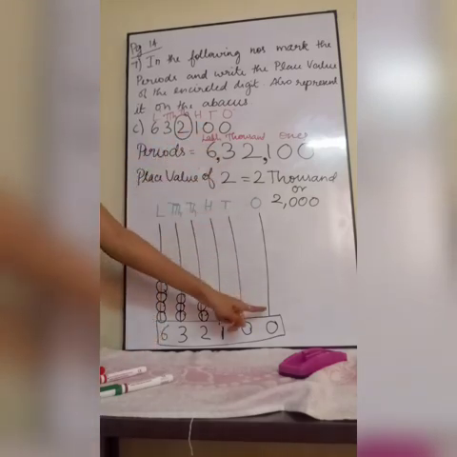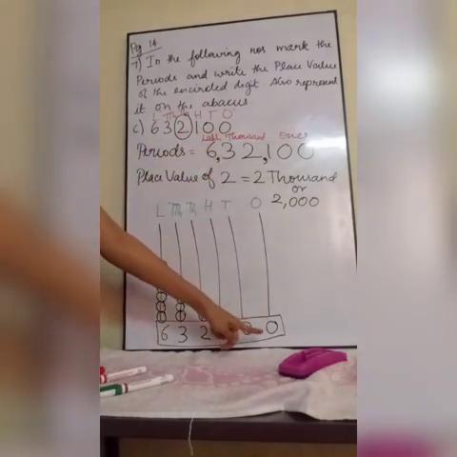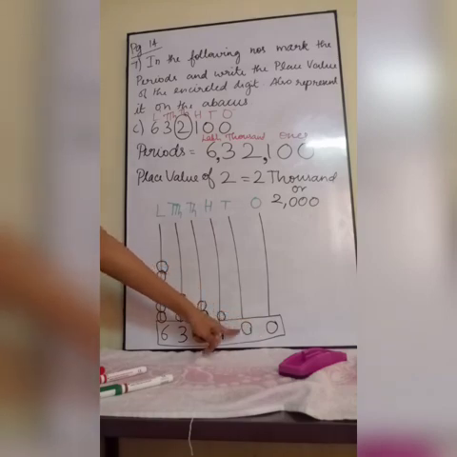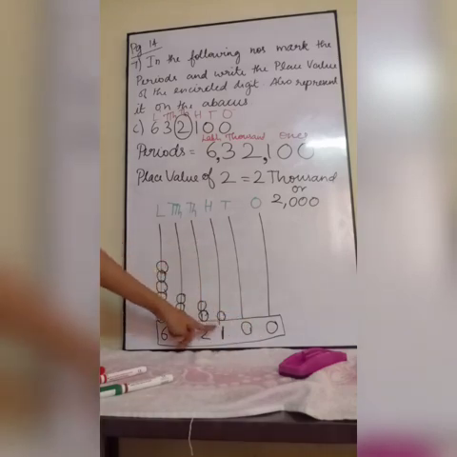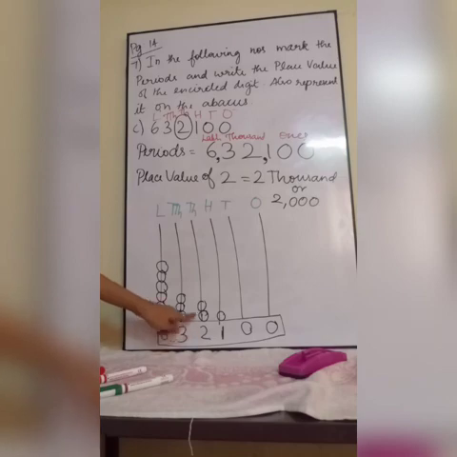So in the ones place 0, so I am not drawing any circles. I am putting 0. In tens also 0. In the hundreds I have only 1, so I am drawing 1 circle. 2, 2 circles, 3, 3 circles, 6, 6 circles. This is how you should represent them in the abacus.